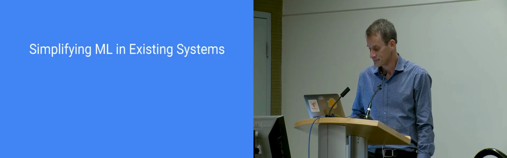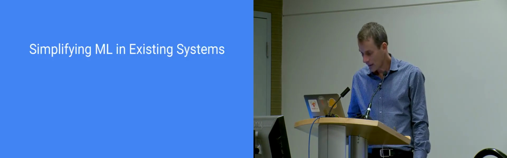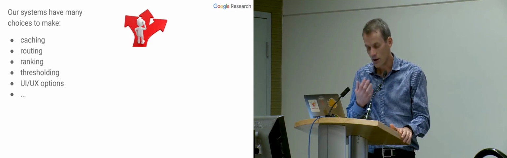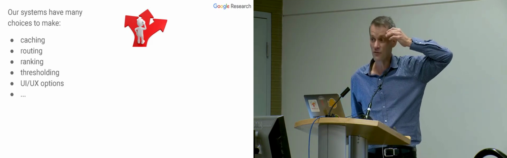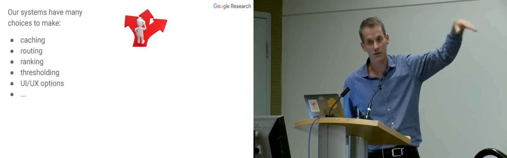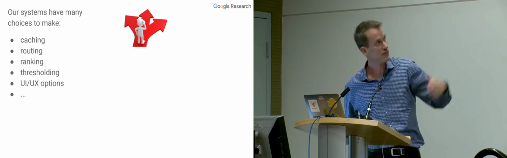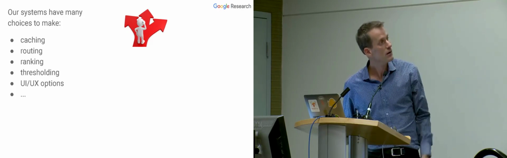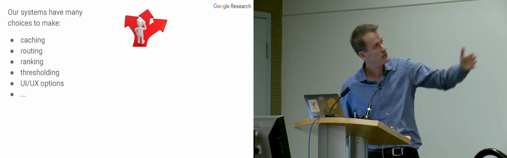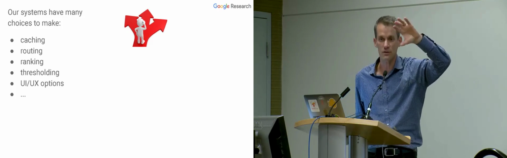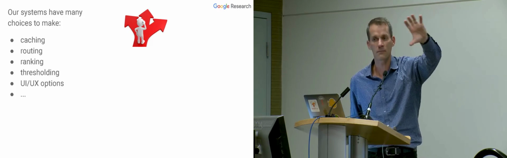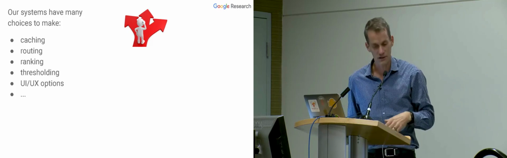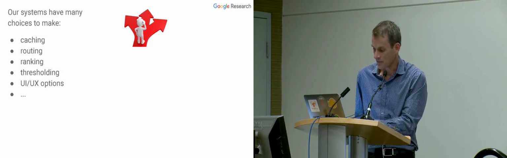Okay, the last thing I want to talk about is simplifying machine learning in existing systems. Our software systems have lots and lots of choices to make, right? Caching things, should I cache this or cache that? What should I evict from the cache? Routing, should I send it to this replica of a service or to that one? All kinds of different things. And even UI things like, should I show the user this tip a fourth time, or have they already dismissed it enough that I shouldn't show it to them a fourth time? Should I show this in blue or red or whatever? Lots of kinds of things like that.